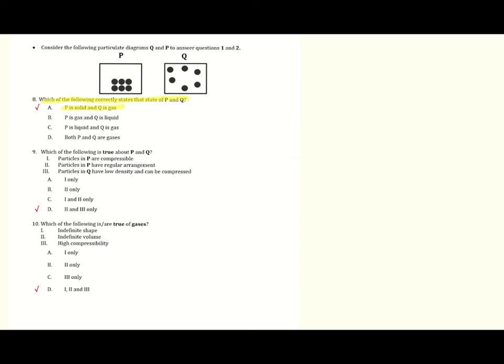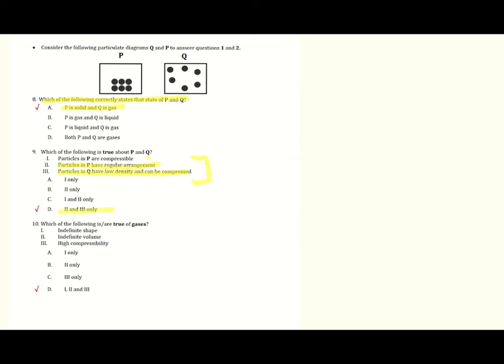Next, which of the following is true about P and Q? P is solid, so is it compressible? No. So the first statement is wrong. Second one, particles in P have regular arrangement? Yes, because it's a solid. Particles in Q have low density and they can be compressed? Yes, because it's a gas. So both 2 and 3 are correct.